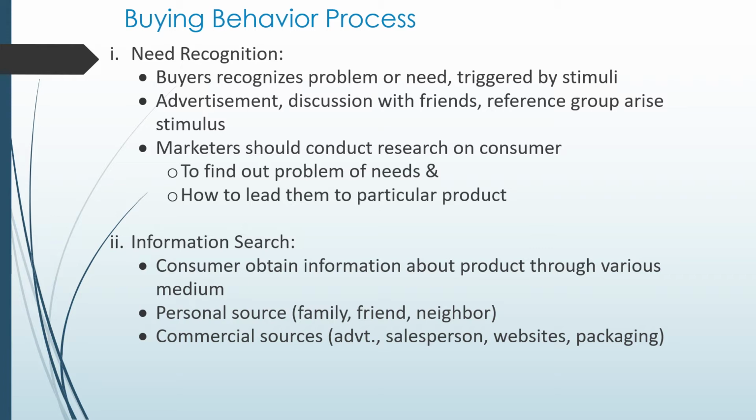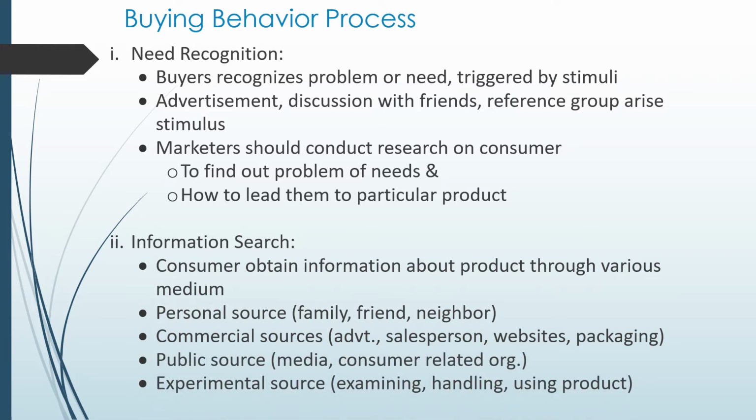Information search: the consumer obtains information about the product through various media. Personal sources are family, friends and neighbors. Commercial sources are advertisements, sales promotion and websites. Public sources are media and consumer related organizations. Experimental sources are examining, handling and using the product.